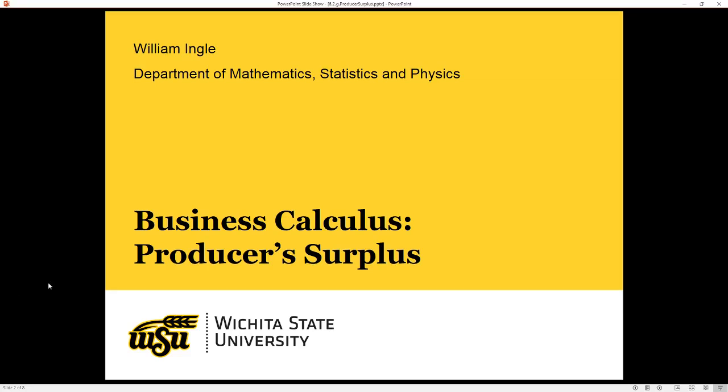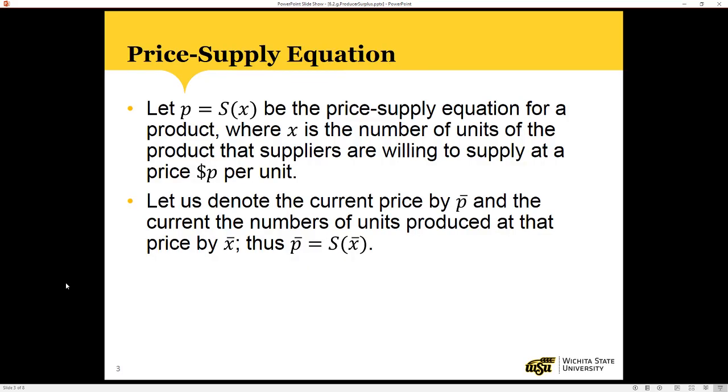This lecture is going to be about the producer's surplus. So the price-supply equation, P equals S of X, is an equation for a product where X, the independent variable, is the number of units of the product the suppliers are willing to produce at a price P per unit, the dependent variable. As before, we will denote the current market price by P bar and the current number of units produced at that price by X bar. And so P equals S of X.